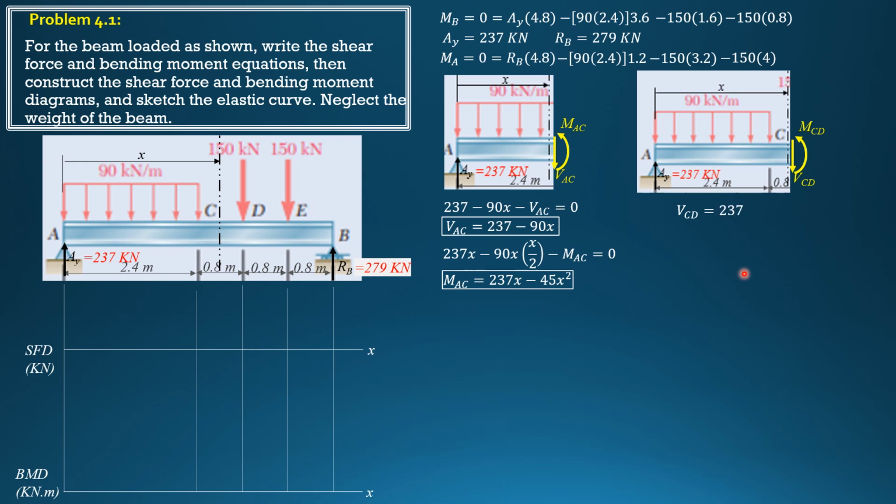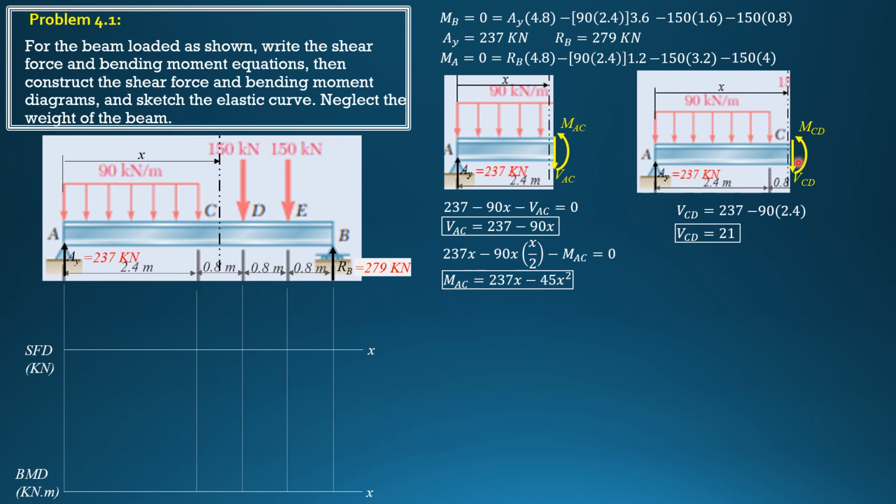So shear in CD is equal to 237 upward minus the downward force, which is equivalent to the area of this loading, 90 times 2.4. It's no longer 90 times x because the loading is discontinuous in this portion here, so its length is only 2.4. Then we have to simplify that equation. So shear CD is 21 kilonewtons. That means it is constant. The graph is horizontal for that case. This is a parabolic curve.